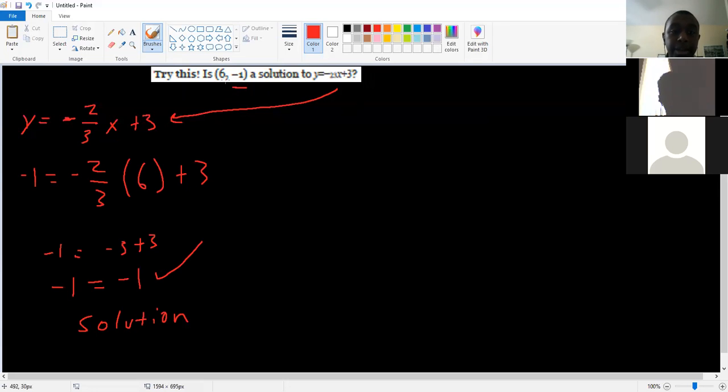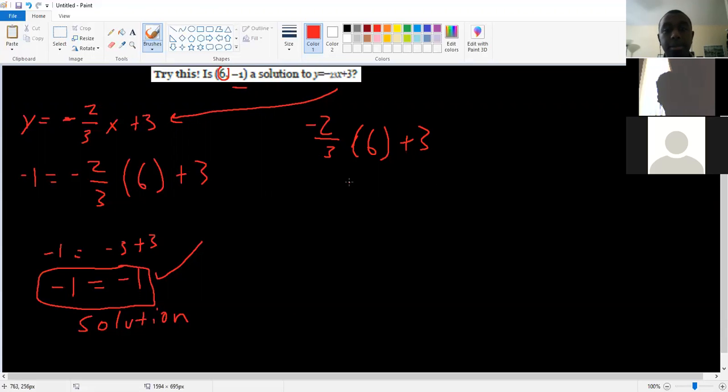So (6, -1) is a solution to y = -2/3 x + 3, because whenever we plug in the x and y coordinates, we get a resulting true statement. Another way you can do this, and what the textbook said, is that you can actually just plug in the x value by itself. -2/3 x plus 3, and you should get -1.